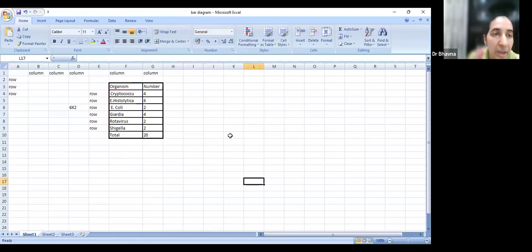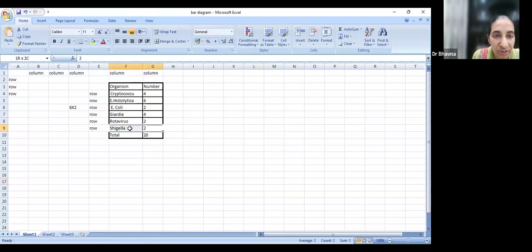Now this is your data. This is the same example that we talked about. The cryptococci, E. histolytica, E. coli, Giardia, rotavirus, and Shigella results out of 20 participants or 20 stool samples. These are the frequencies. Try to use technical terms here. These are frequencies or counts. Now we need to draw a diagram.